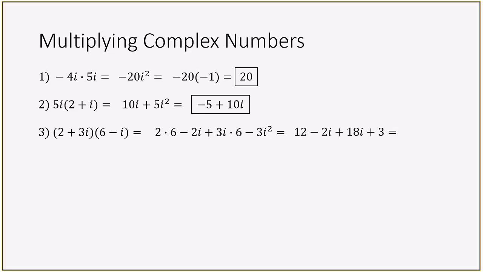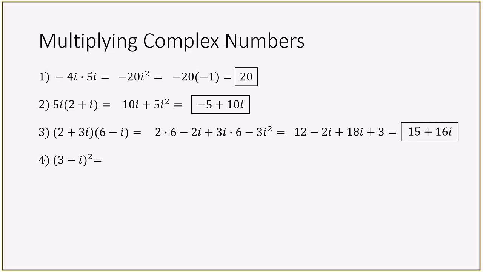So I'll get 12 minus 2i plus 18i, and well, I went ahead and replaced the I squared with a -1. So -3 times -1 gets me 3. And now this is just an addition problem. I'm going to combine my real terms. 12 plus 3 gets me 15. And my imaginary terms, 18i minus 2i, will get me 16i.